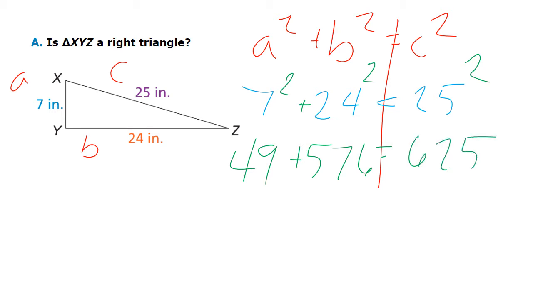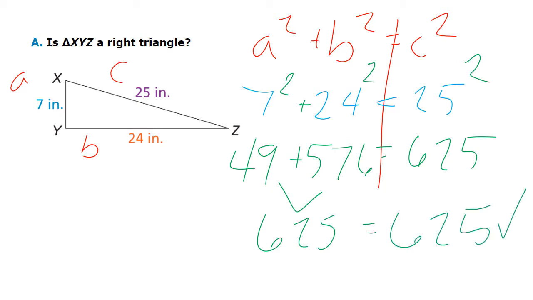All right, adding them together, 49 plus 576, that's almost like adding 50 plus 576, which would get us 626. Subtract 1, this happens to be 625 over here too. So 625 equals 625. This is true. This is a right triangle.